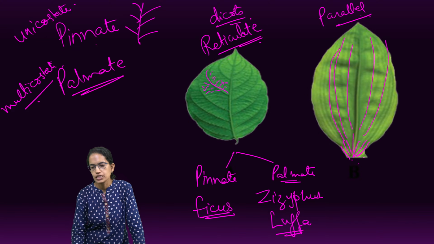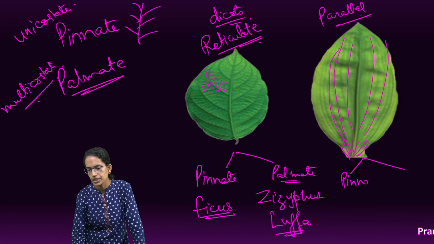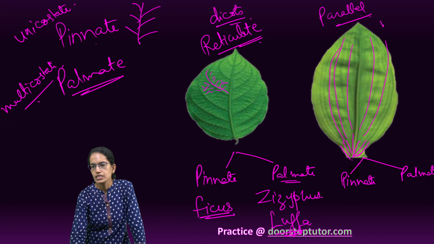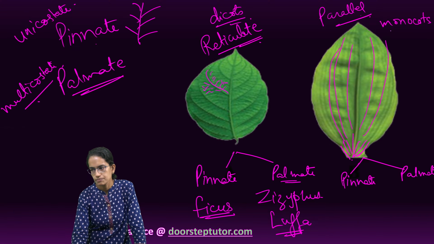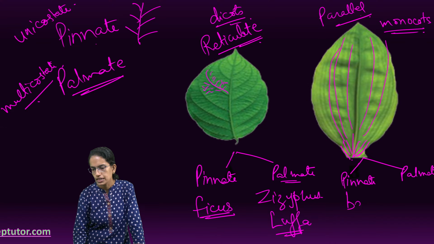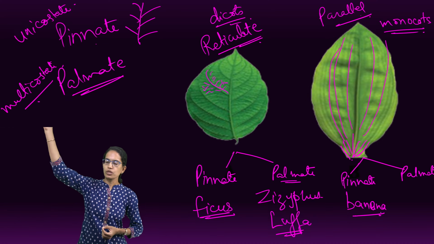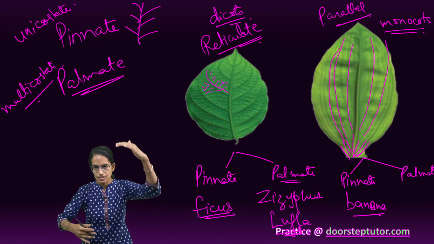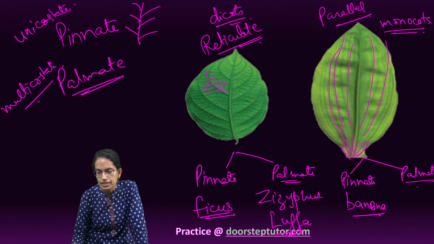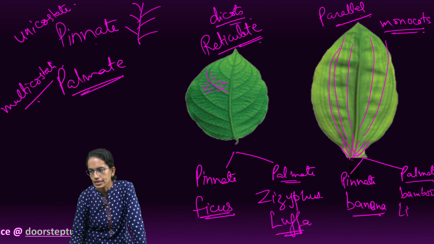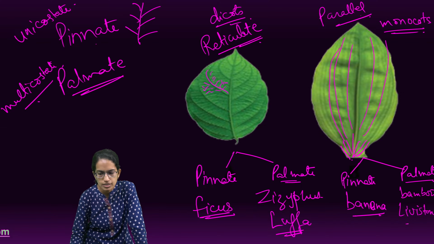In parallel venation, again we can classify it as pinnate and palmate. Now, parallel venations are commonly seen in monocot plants. Right? When there are monocot plants, we say that parallel venation in the pinnate structure occurs in banana. So it is from the midrib to the margin, and then there are secondary venations which are parallel, as in the big banana leaf you see. But palmate again can be of two types. In bamboo, it is called convergent, and in Livistona, it is divergent.